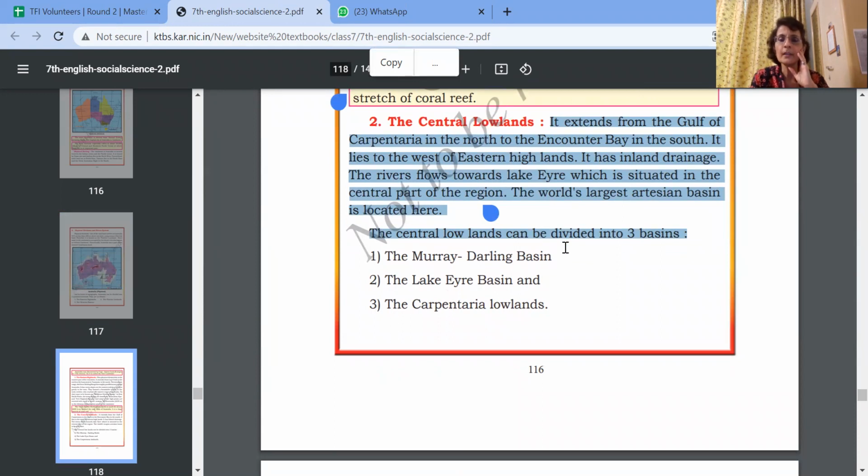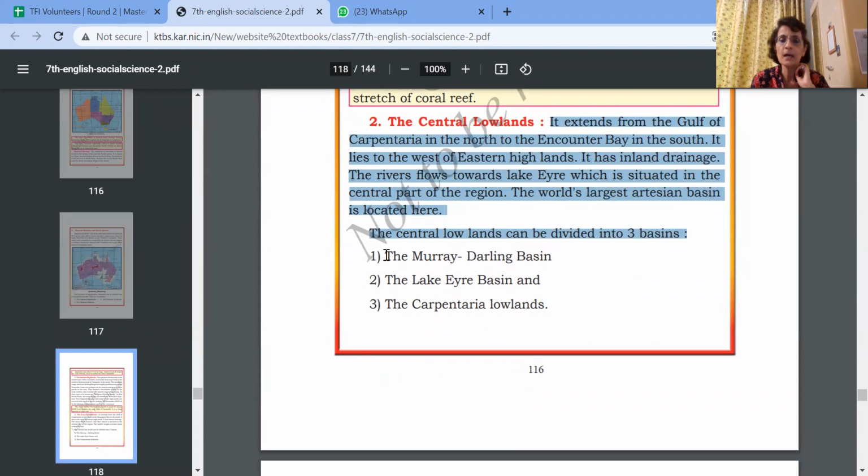So now we have seen the extent of the central lowlands, and we have also seen what is inland drainage, whether river के अंदर ही सारे rivers flow हो रही हैं, lake के अंदर ही सारे rivers flow हो रही हैं, and the main lake in which they go is called the Lake Eyre. Just mark this part. The river flows towards Lake Eyre, which is situated in the central part of the region, and it is also the world's largest artesian basin, and it is located here.